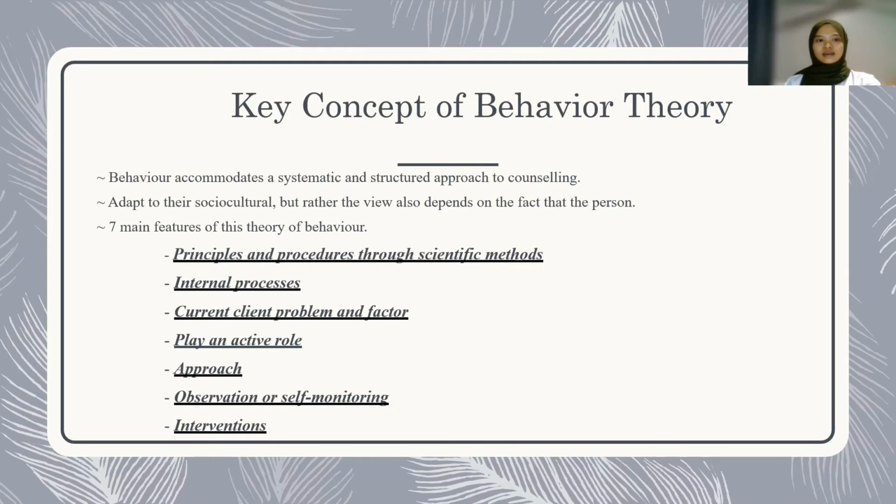And the second main feature is approach. This assumes client change can occur without an understanding of the underlying dynamics and without an understanding of the origin of the psychological problem. Behavior change can occur before or simultaneously with self-understanding. But behavior change can improve self-understanding.